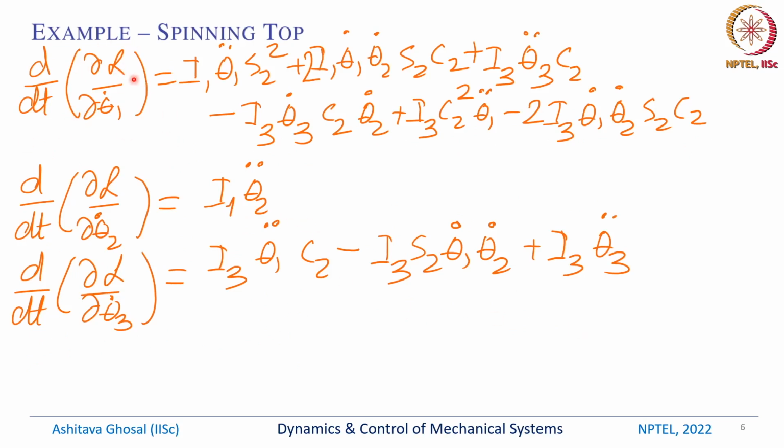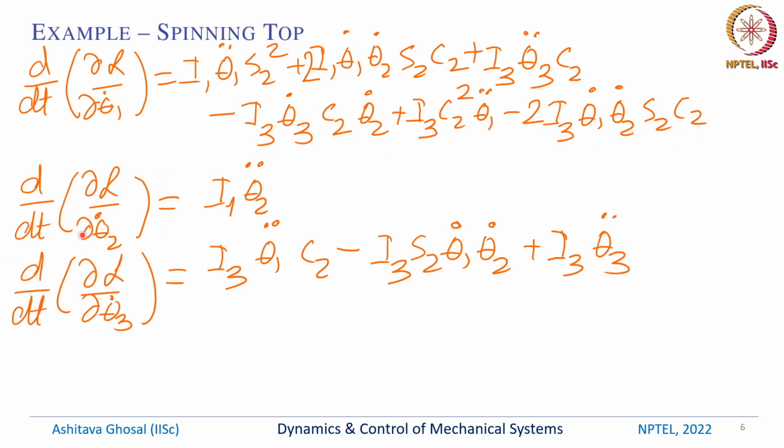The time derivative of the partial of the Lagrangian with respect to θ1dot, again we can compute. Okay, so I am writing this by hand, but you can always do it using some computer algebra tool. So it is I1 θ1double dot S2² plus 2 I1 θ1dot θ2dot S2 C2 plus I3 θ3double dot C2 minus I3 θ3dot C2 θ2dot plus I3 C2² θ1double dot minus 2 I3 θ1dot θ2dot S2 C2.